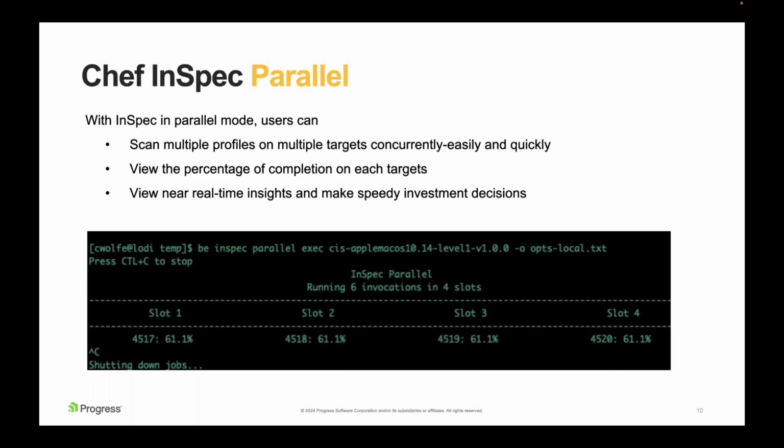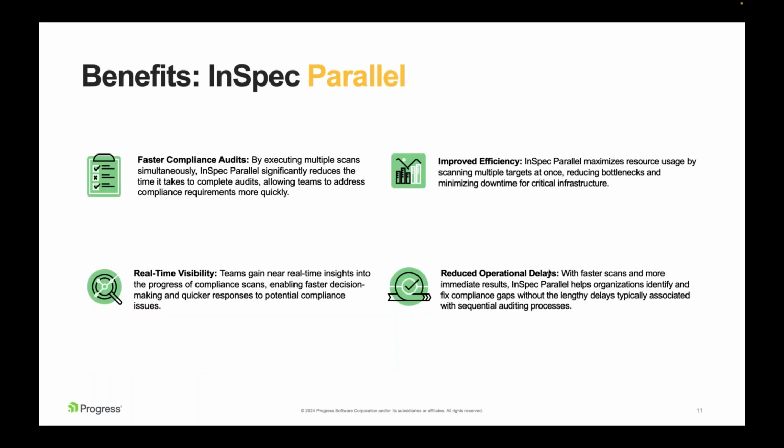And whether it's ensuring that all systems are audited efficiently or monitoring performance, this feature equips your teams with the data that you need to act quickly. And for organizations with complex environments, the ability to run concurrent scans means quicker detection of issues and faster resolution of compliance gaps. This is the much-required transparency and speed that basically helps optimize the compliance operation and prevents unnecessary delays. And in the next slide, we'll deep dive into the key benefits of InSpec Parallel.